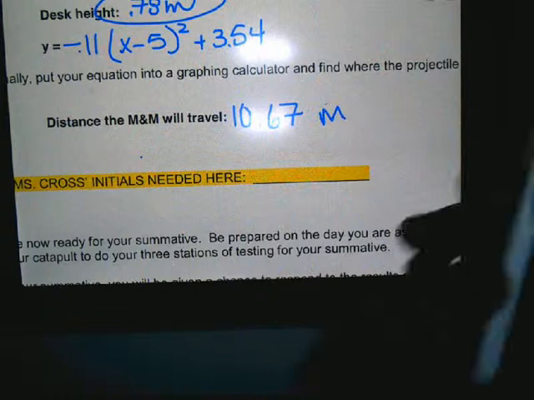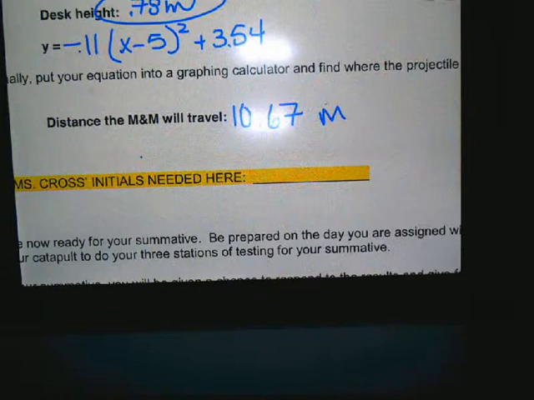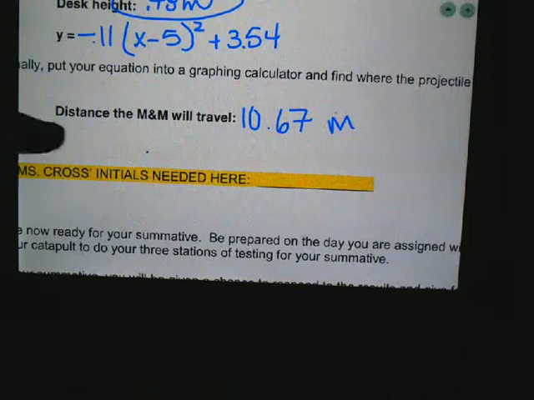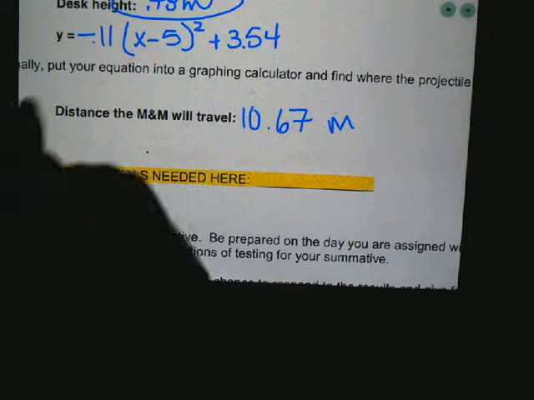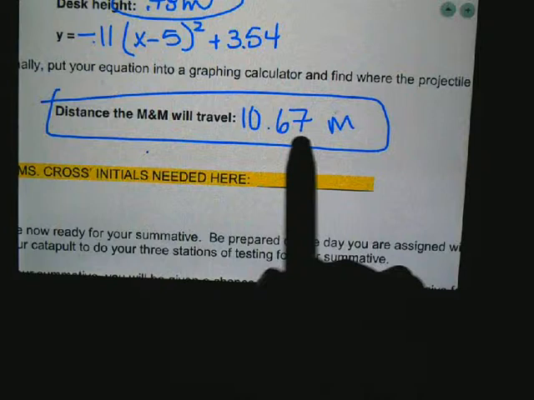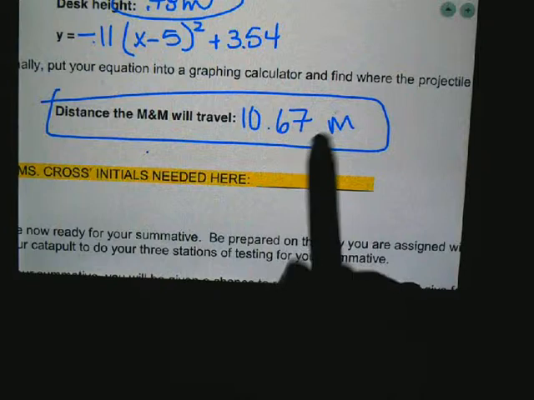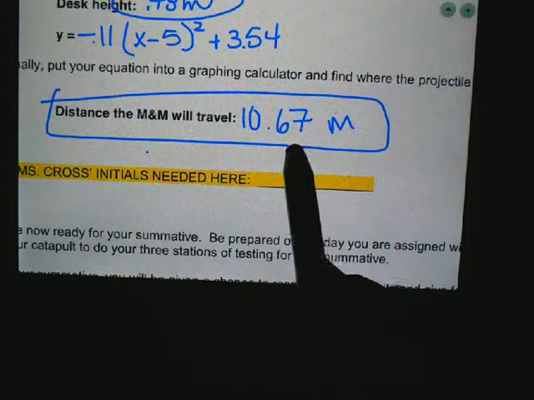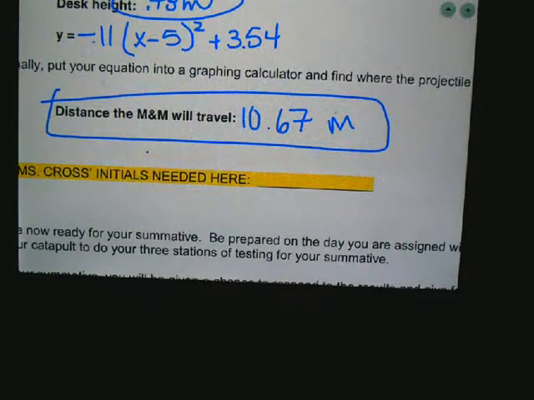Now, what this means is at this point you're done, and you're ready for your summative. So whatever number you get in this box here, when we measure out your target tomorrow, that's going to be how far we need to put your target. And then if you've done the work correctly, you've taken your data correctly, in those 3 shots that you have, you should be able to hit that distance. And that's it.